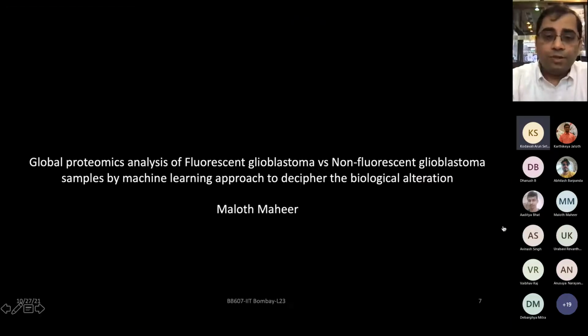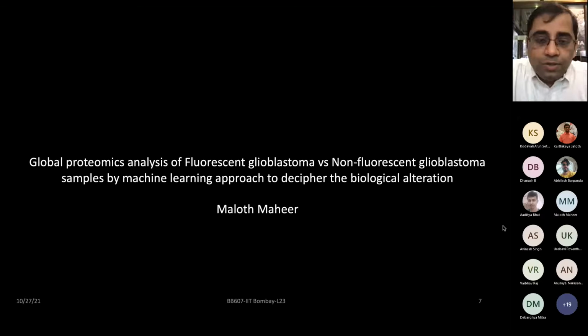All right, so let's move on to the next presenter, Malloth Mahir, who is going to talk about glioblastoma, a very deadly brain tumor, fourth grade of gliomas, known as GBM, glioblastoma multiforme. The idea is to look at tumor heterogeneity by comparing the fluorescent region with the non-fluorescent region. The trick here is that this is the same tumor type, so we are not talking about a healthy versus disease comparison. Here we are talking about within the same disease, one region showing less fluorescence and one region showing high fluorescence. What could be possible clues and mechanisms for this heterogeneity? That's what is going to be explained in this project.